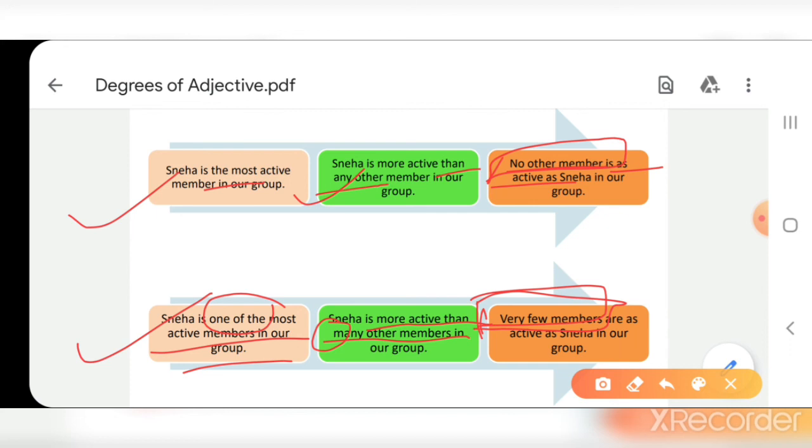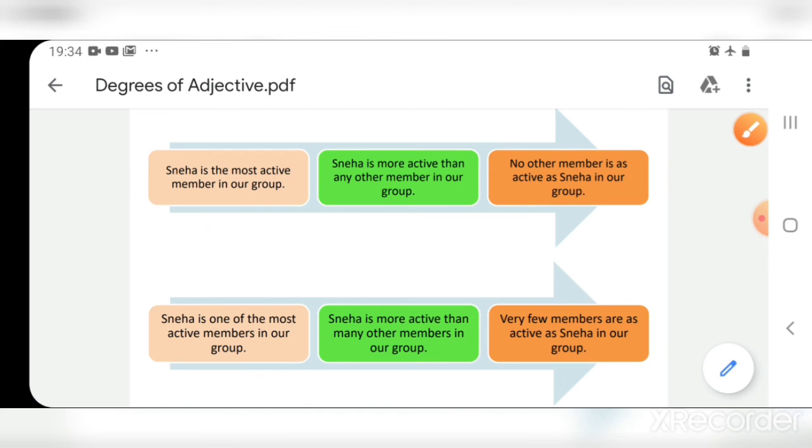That means she is the best or worst, the highest degree of the adjective is there. She is one of the most active members. That means there are some people like her, but not all. So understand the difference, and we can use it while speaking and while writing. For writing also, this conversion is important.